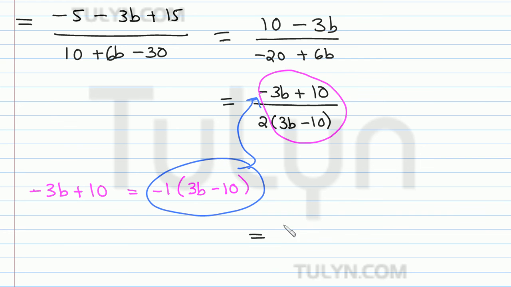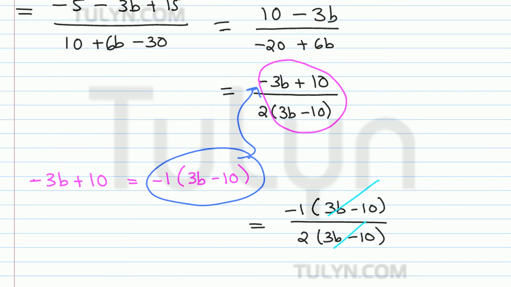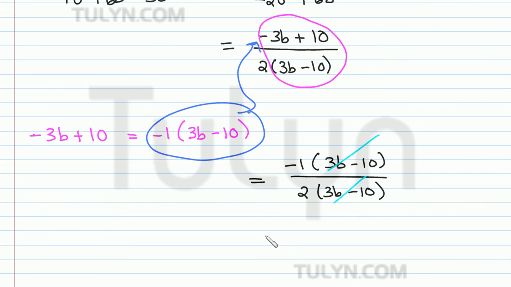So now what this looks like is the numerator is going to become negative 1 times 3b minus 10 over 2 times 3b minus 10. And since there's a 3b minus 10 in the numerator and the denominator, they cancel out. So what this finally simplifies to is negative 1/2. And since there's no way to reduce this any further, that's our final solution.